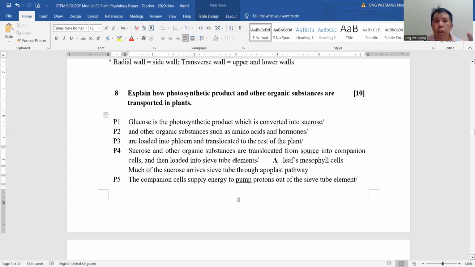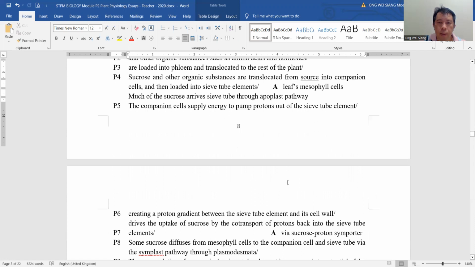You must be very clear about the source here, because if the question doesn't mention which one, you can say the source such as photosynthetic cells. So the sucrose is transported to the companion cell and then loaded into the sieve elements. So this one we talk about how the sucrose is transported from the companion cells or from the cellulose cell wall of the sieve elements, then into the sieve elements.